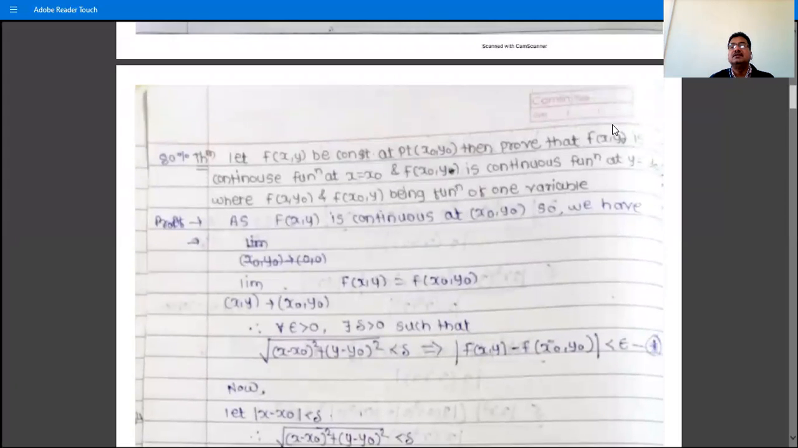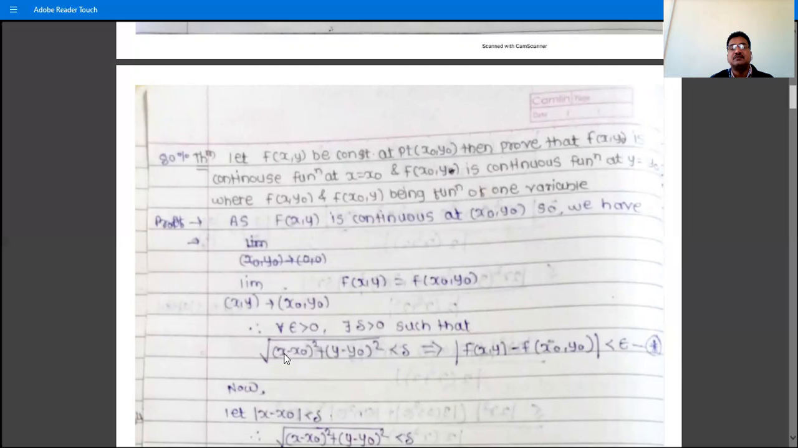We have to show that f(x, y naught) is continuous at x equal to x naught. So the function is continuous at x equal to x naught if for every epsilon greater than 0, there exists delta greater than 0 such that root of (x minus x naught) square plus (y naught minus y naught) square is less than delta. Here we have only root of (x minus x naught) square, since y naught minus y naught is 0. The root of (x minus x naught) square means mod of x minus x naught.